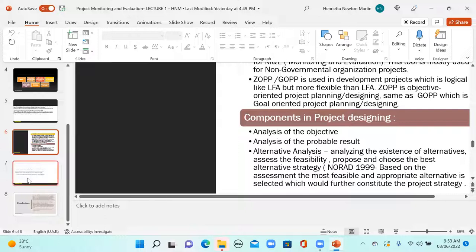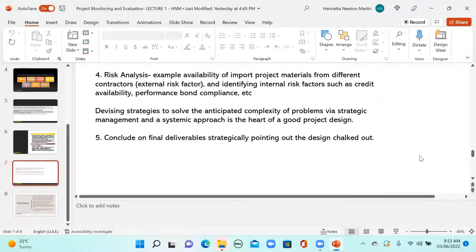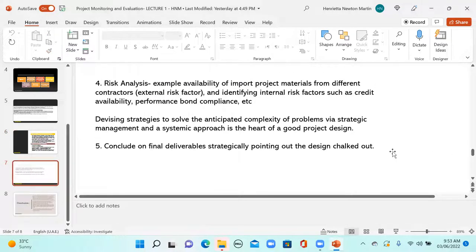Next is risk analysis. Now, an example of risk. What is a risk? Example, somebody wants to invest in a project. It's a risk. The project may not be really a project which anyone has done before, but you find an investor who agrees to invest in the project. He takes a financial risk there. So, risk analysis. Example, availability of imported project materials from different contractors. This is an external risk factor. Identifying internal risk factors such as credit availability, performance bond compliance. These are examples for you.